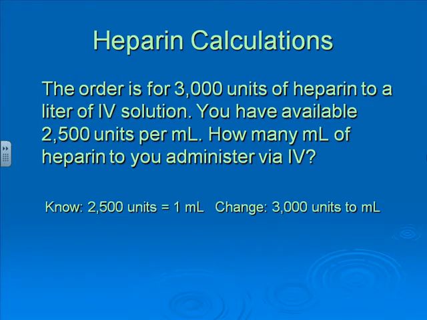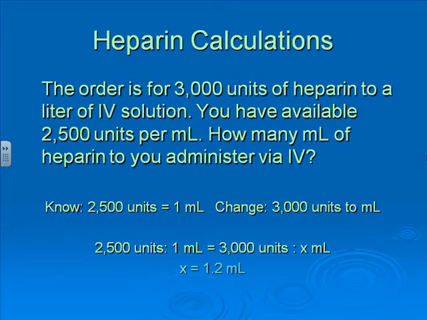Well, we can pick out from the problem that for every milliliter, there's 2,500 units. We need to give 3,000 units, but we need to convert that to milliliters in order to know how much to give. We can set up our problem in any way we like. In this case, we're using the rainbow method. And we'll discover that to give 3,000 units, we're going to have to draw out 1.2 milliliters.